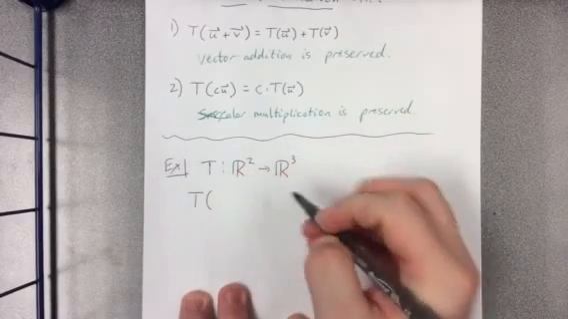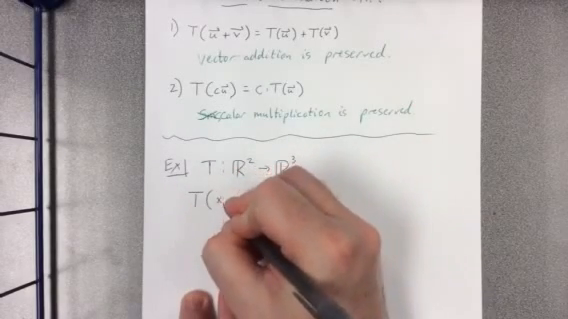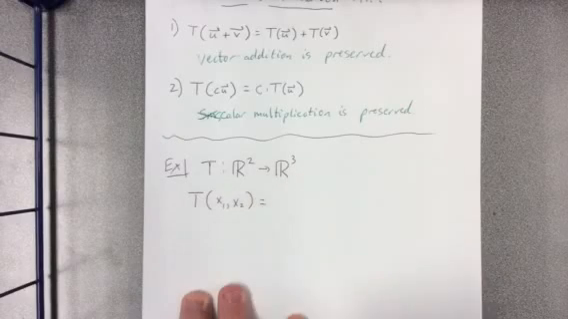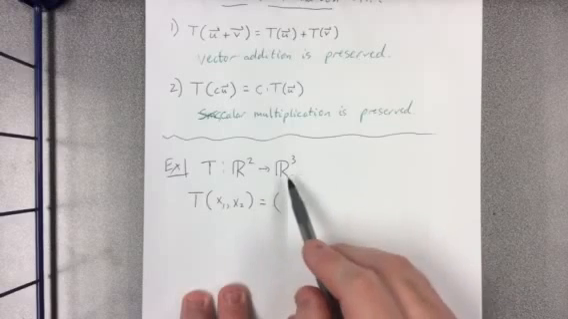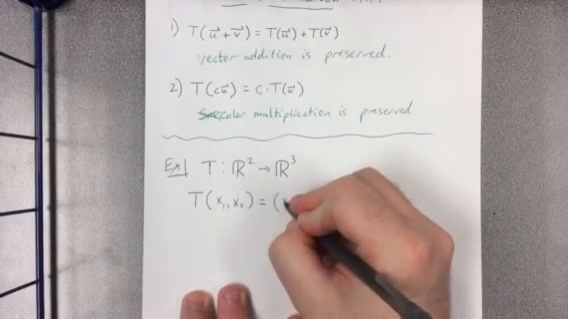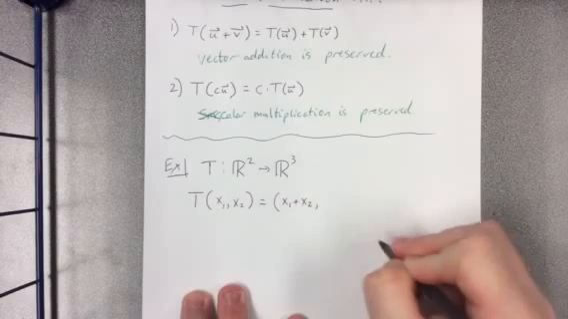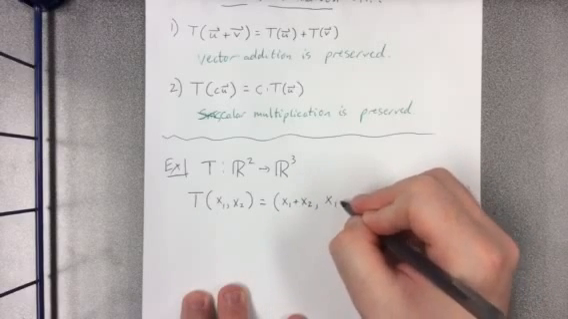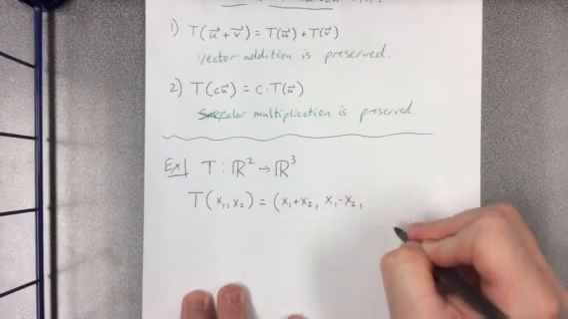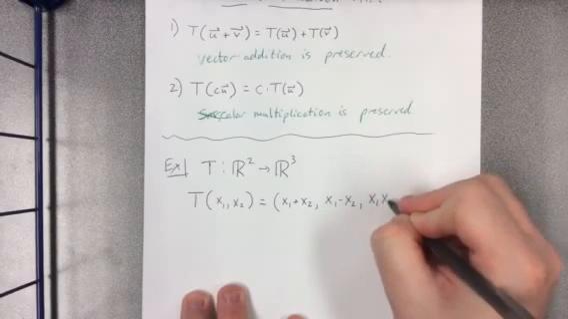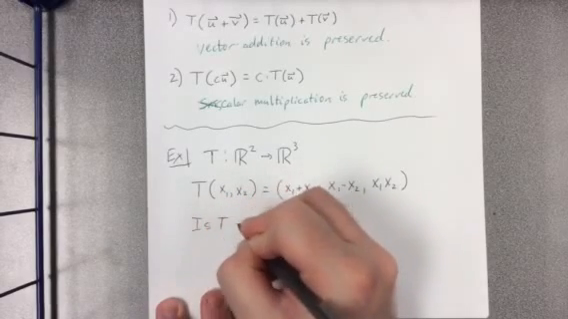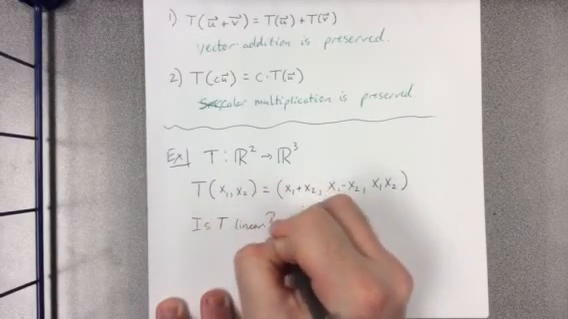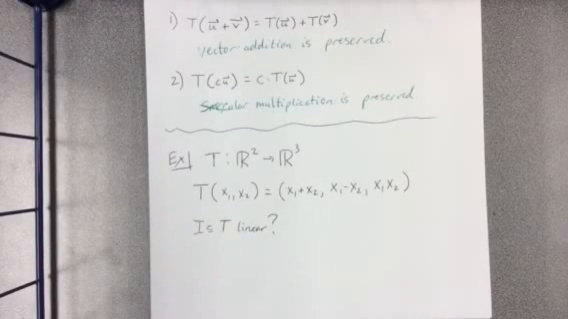So T of, for a vector in R2, it would have to have two components. And we'll define this vector by, the output has got to be a vector in R3. The first component is going to be the sum of those two. The second component is going to be the difference of those two components. And the third component, let's make the product of those two components. So the question we get to pose is, is T linear? If so, verify why. If not, let's figure out why not.